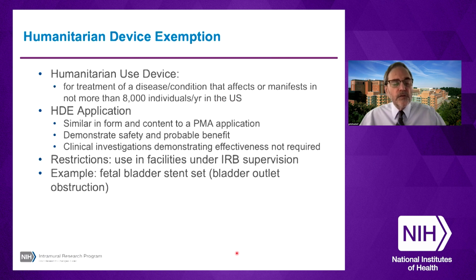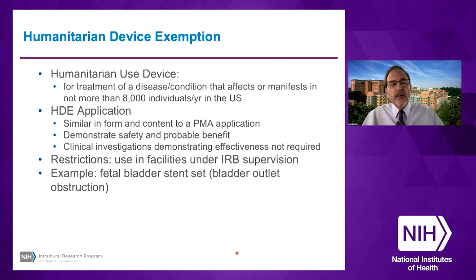And finally, just for completeness, there's a humanitarian device exemption route to market. So these are devices that are for the treatment of a disease or condition that affects or manifests in not more than 8,000 individuals per year in the US. So the HDE application is very similar in form and content to the PMA application. Remember, the PMA application for Class 3 devices, you have to show safety and effectiveness. Here, you have to demonstrate safety, but you only have to demonstrate probable benefit. Clinical investigations to generate effectiveness are not required.